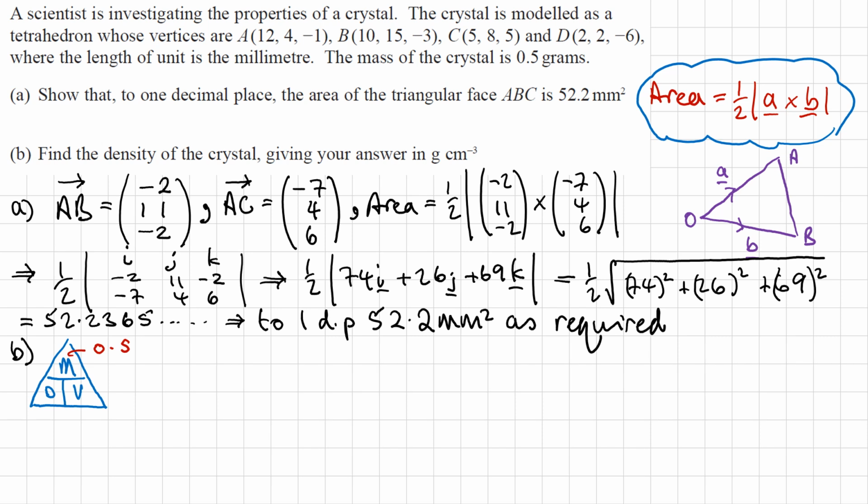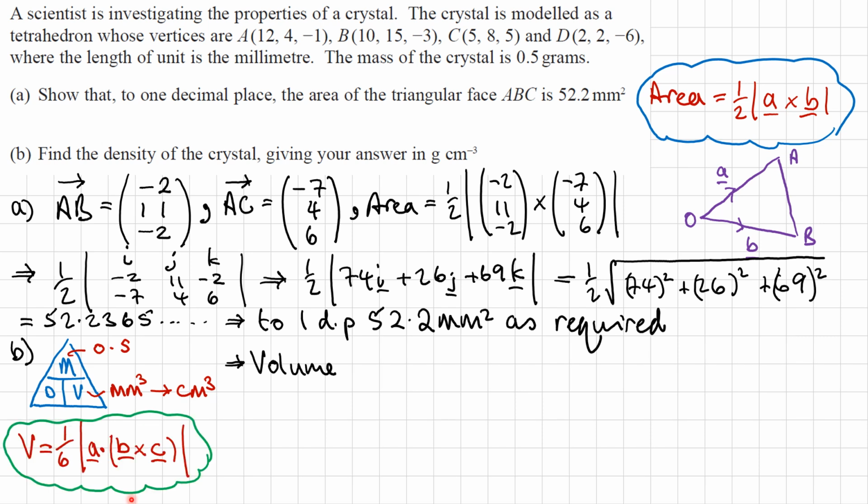Now for the volume, if we have a look, we've got this area here in millimeters squared. This means that the volume that we work out is going to be in millimeters cubed, and we're going to have to convert that to centimeters cubed, because that's how we need to write it, and then we'll do our mass divided by this converted volume, and that will give us the density. So let's start by calculating the volume of this tetrahedron.